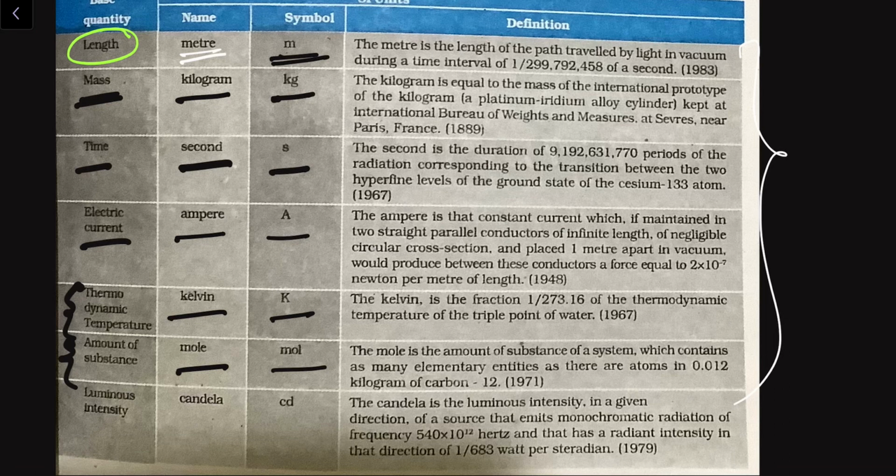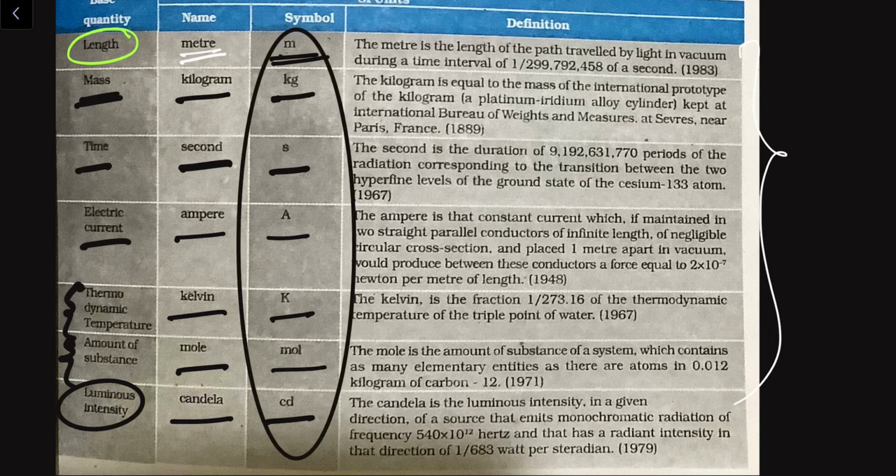In case of luminous intensity, how much intensity the light output has, the unit is candela and the short form is small cd. So these are the various names and symbols. These symbols will be used for problem solving purposes. You can see the definitions here. Various definitions are given.